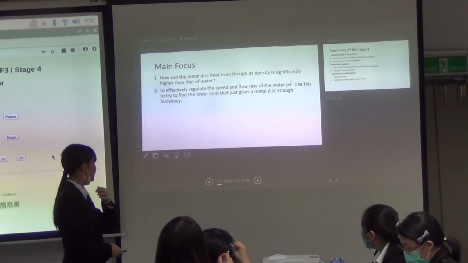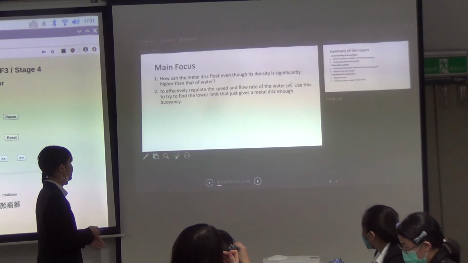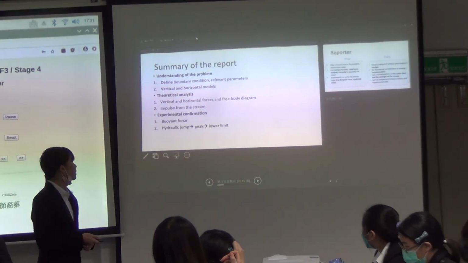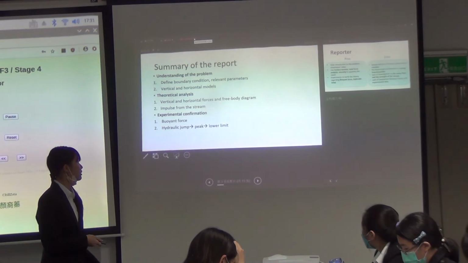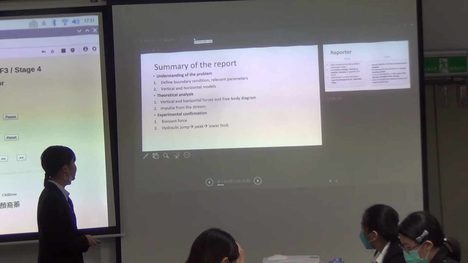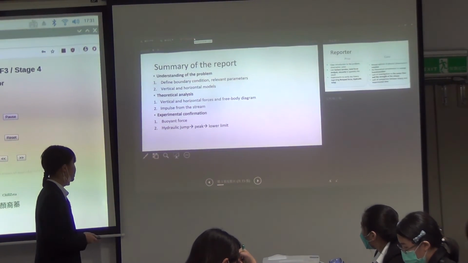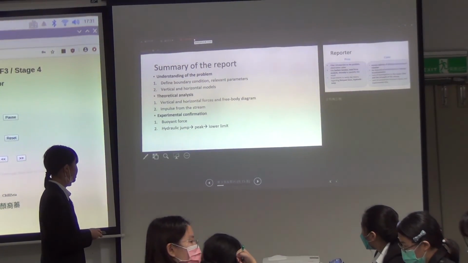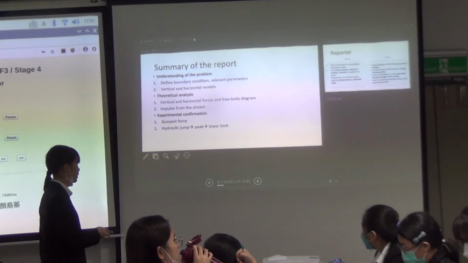Rate of the water jet used to try and find the lower limit that just gives a metal disk enough for the frequency. And the summary for the report: we have the understanding of the problem and define the boundary condition and the vertical parameters and the vertical and the horizontal models. And for the theoretical analysis, the vertical and the horizontal process, free body diagram and the impulse from the stream. And for the experimental confirmation, they have the boiling down course and the hydraulic jump for the peak, and it causes the lower limit.